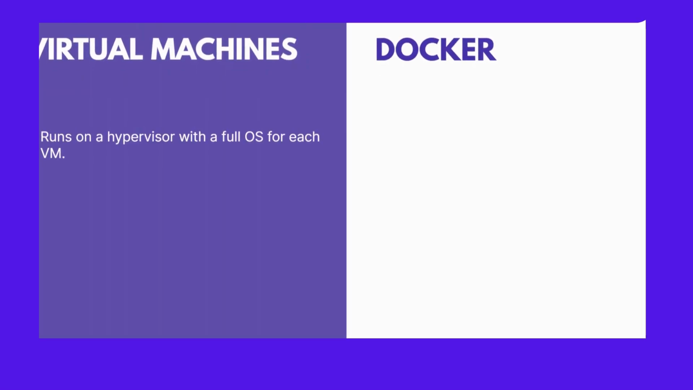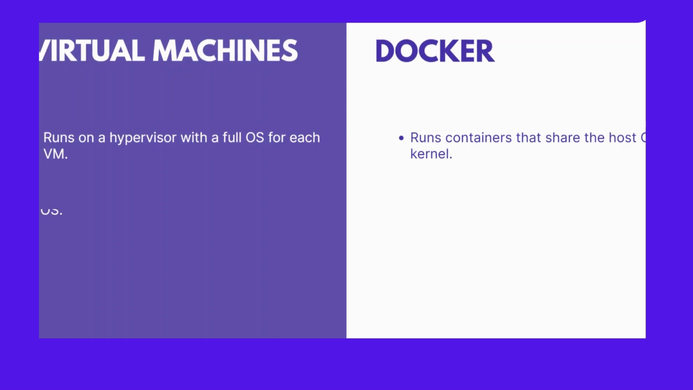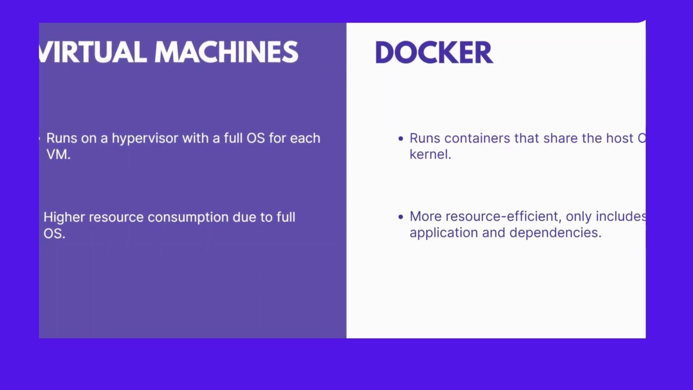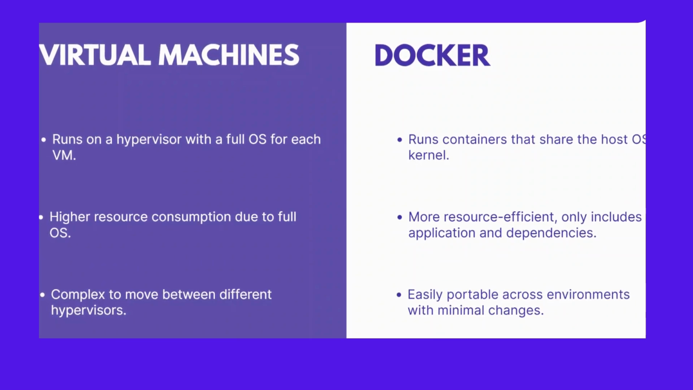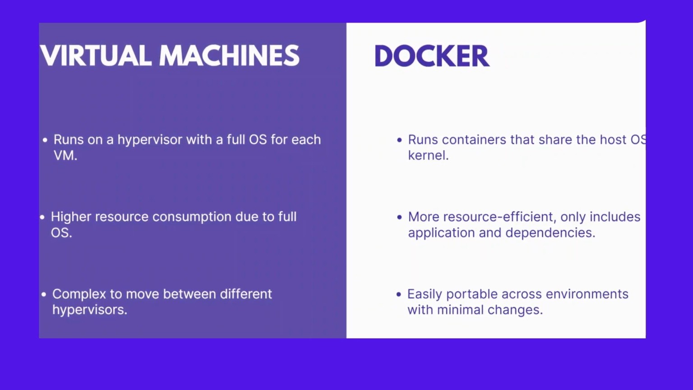Virtual machines run on a hypervisor with a full OS for each VM. Docker runs containers that share the host OS kernel. VMs have higher resource consumption due to full OS. Docker is more resource efficient, only including the application and dependencies. VMs are complex to move between different hypervisors. Docker is easily portable across environments with minimal changes.